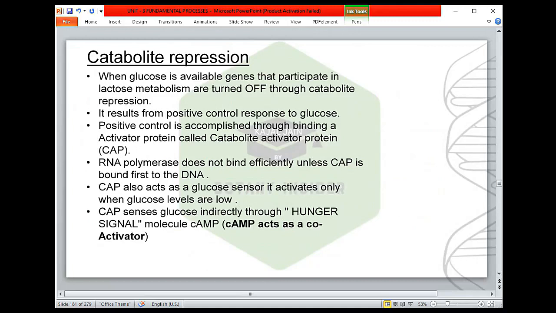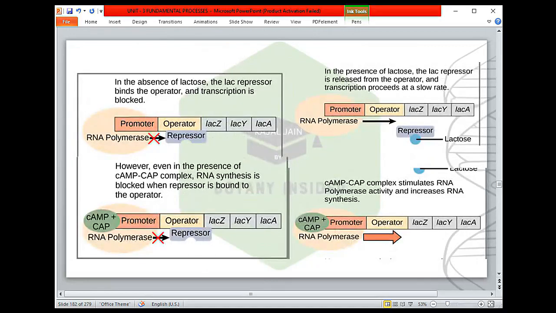Then you have the catabolite suppression, what we discussed about the CAP and cAMP, a similar thing. Then look over here, same thing, whatever we have discussed, the exact same thing is there, it's just the depiction. I've already shared this same image on the group also. In the absence of lactose, lac repressor binds to the operator, and transcription is blocked.